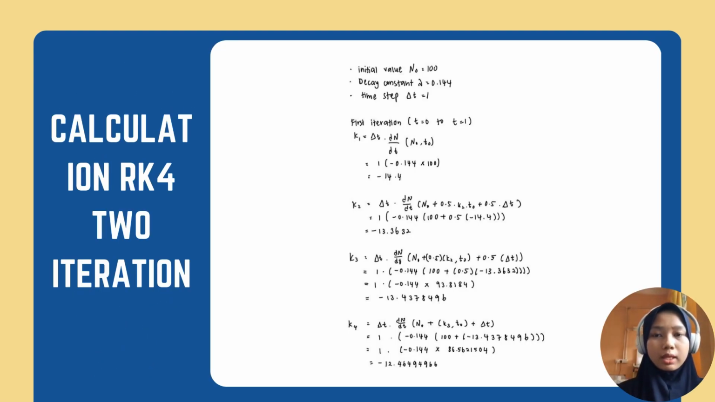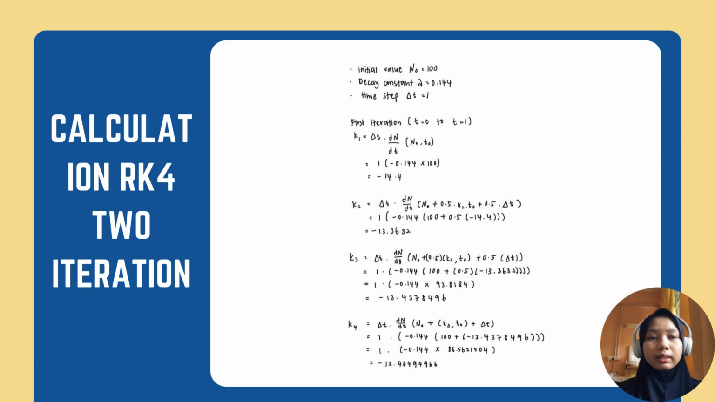I will proceed with the calculation of 2 iterations of Runge-Kutta method. So the initial value of N0 will be equal to 100 and the decay constant lambda is equal to 0.144. The time step h will be equal to 1. So we will find out the first iteration where t0 to t1. First, we find the k1, time step times dN/dt at N0, t0. So 1 times negative 0.144 times 100, we will get negative 14.4.